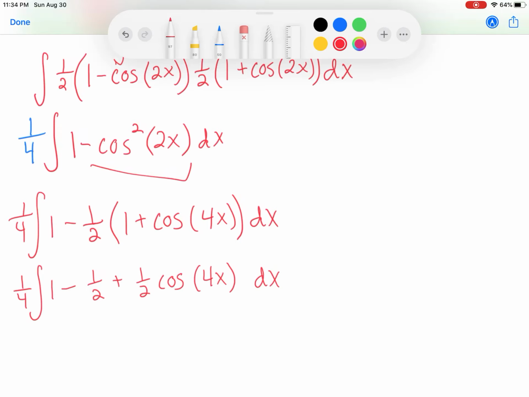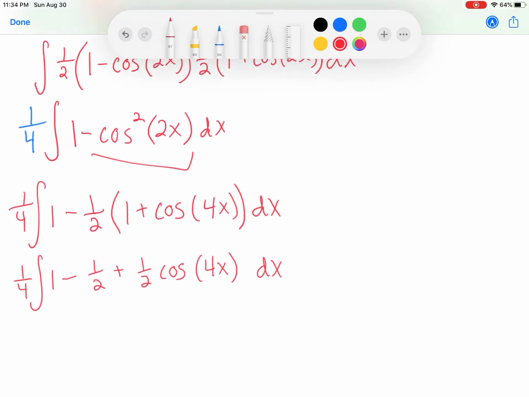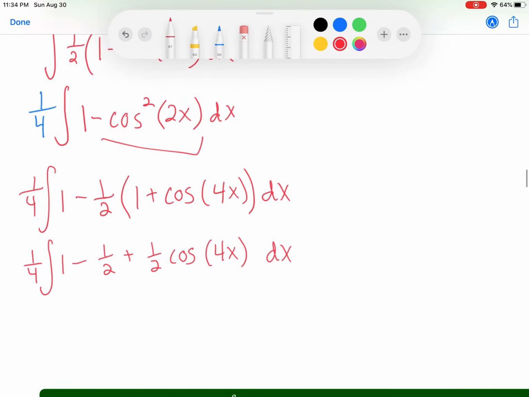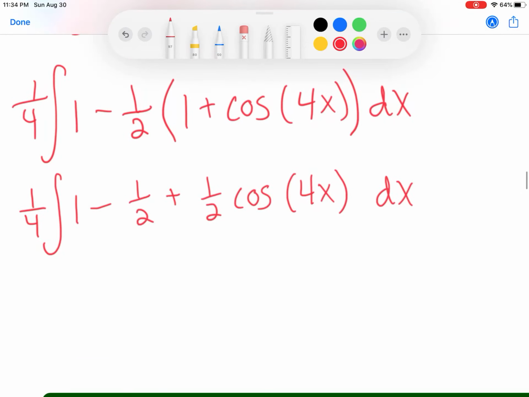Okay, so now that we're at this juncture, what we can do is just go ahead and combine like terms. So, oh, I'm running out of space already. Okay, so combine these two right here. What we're going to end up with is just 1/2. So we have 1/4 and 1/2 plus 1/2 cosine of 4x dx.